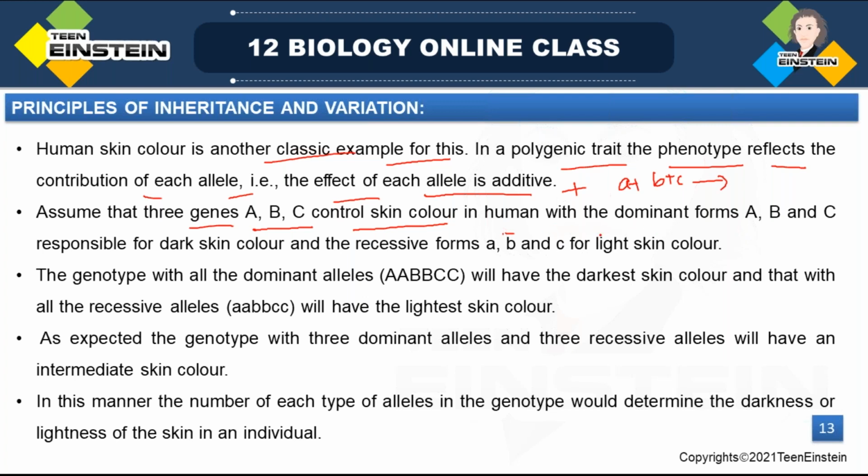When all these three genes come in dominant condition, dominant A, B, and C, that forms the dark skin color. And when they come in recessive condition, recessive A, recessive B, and recessive C, that forms light skin color. So the genotype with all dominant alleles has the darkest skin color, and all recessive alleles means the lightest skin color. Okay.